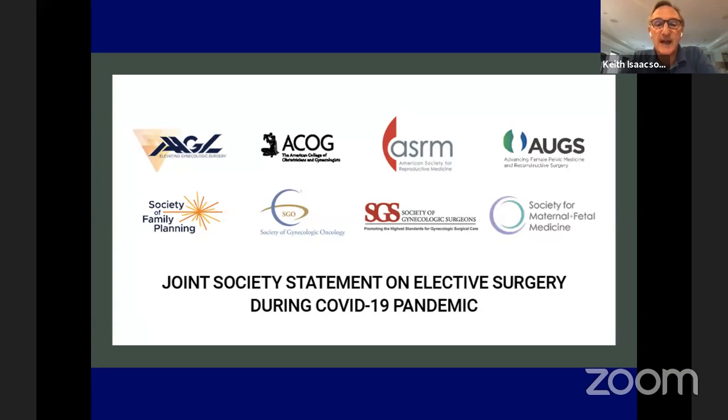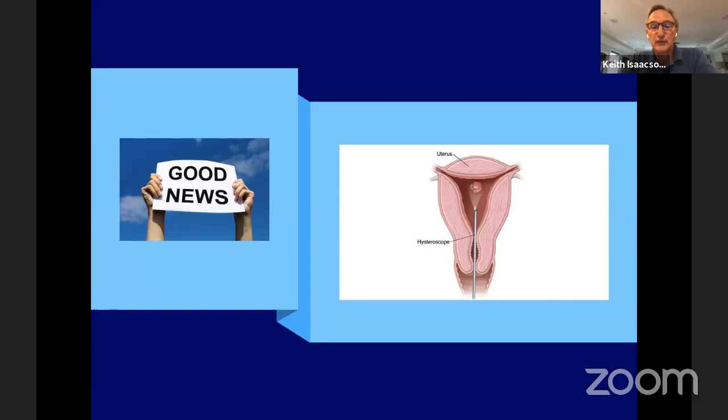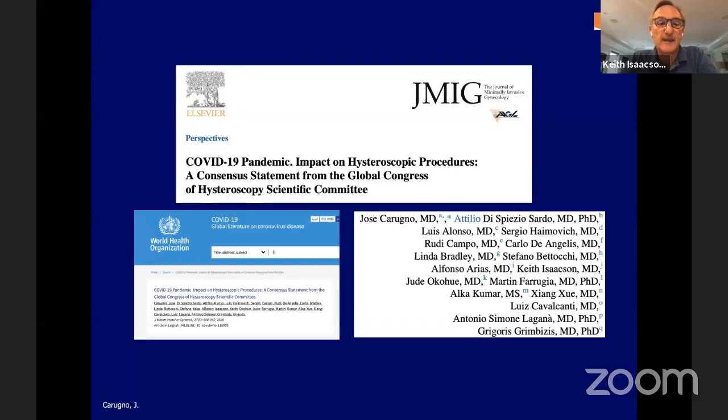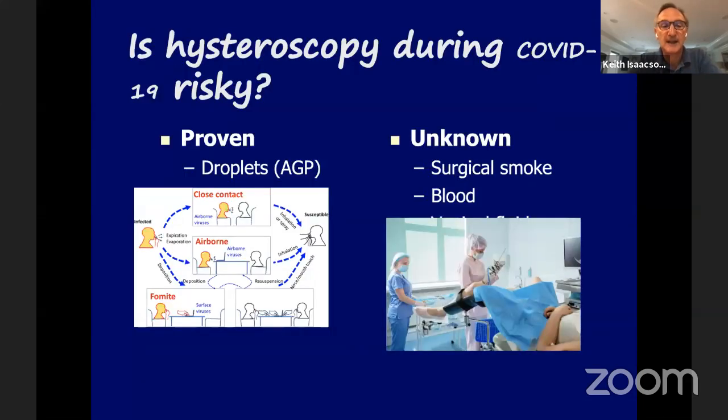These guidelines resulted in a joint statement that included several international organizations, including the AAGL, ASRM, and several others, as you see listed here. But there's good news for those of us that do hysteroscopy and are believers in it. And the good news comes as a result of what was published in these guidelines.